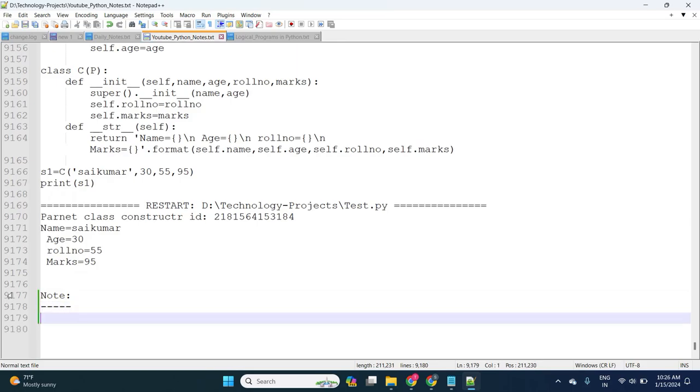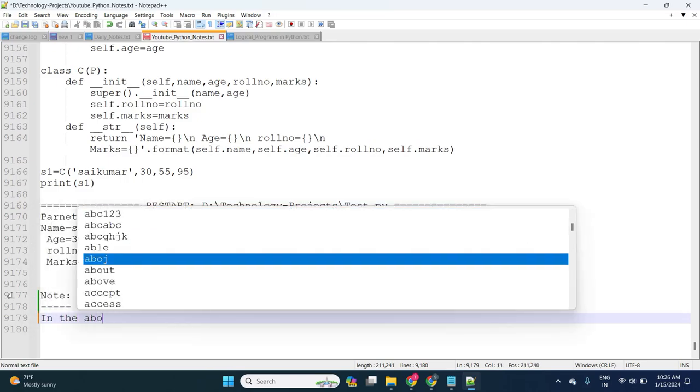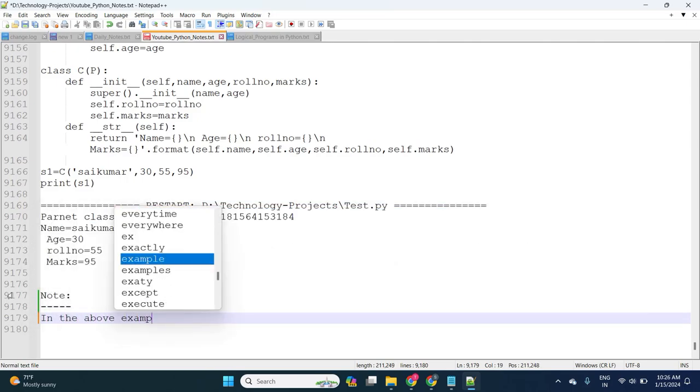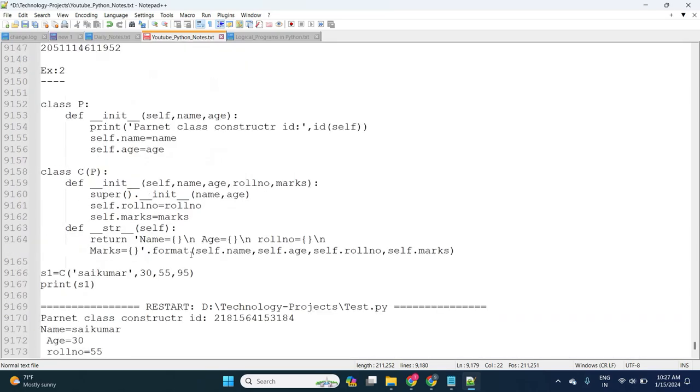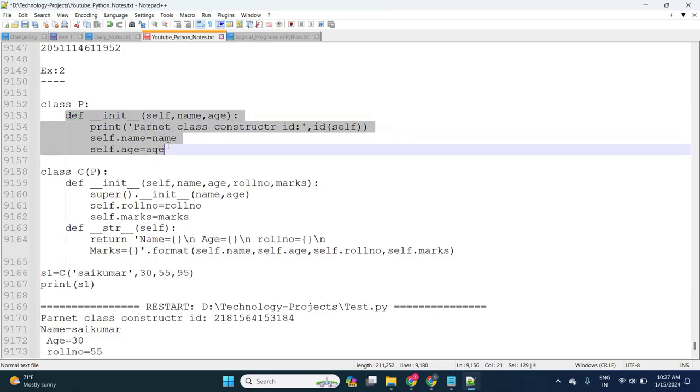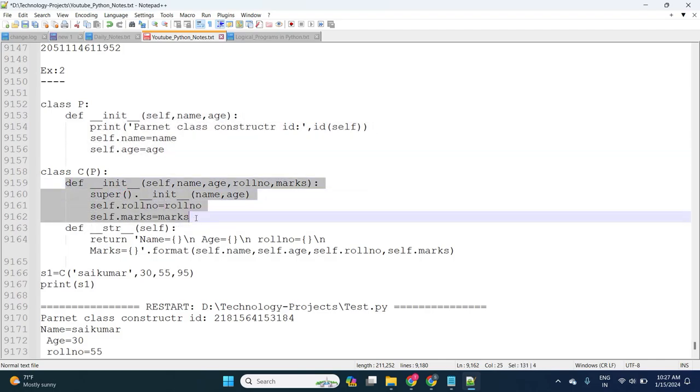In the above example, whenever we are creating a child class object, both the parent and child class constructors get executed to perform initialization of the child class object. Whenever we are creating a child class object, both the parent class and the child class constructors got executed.